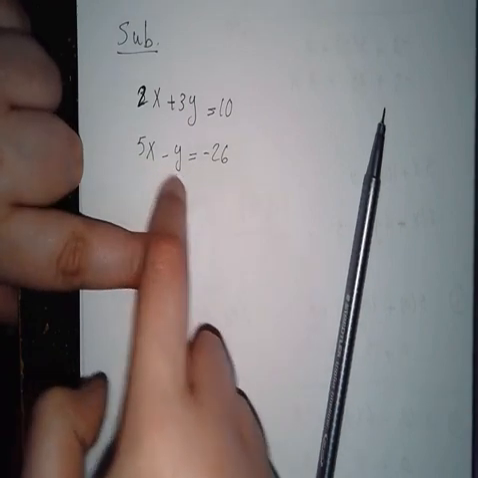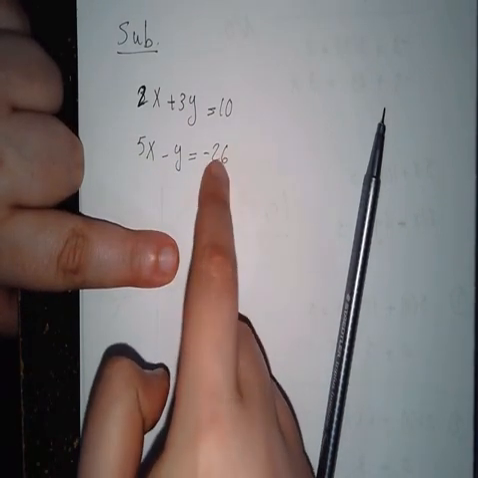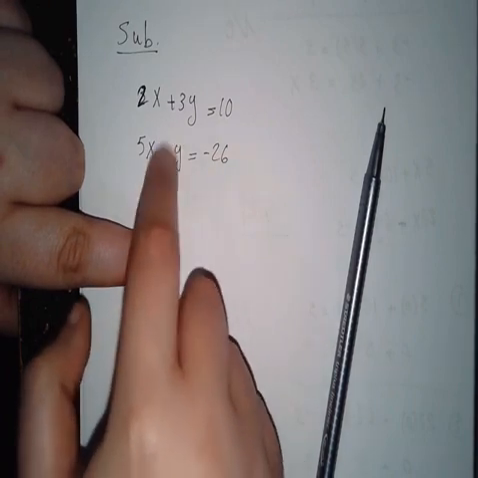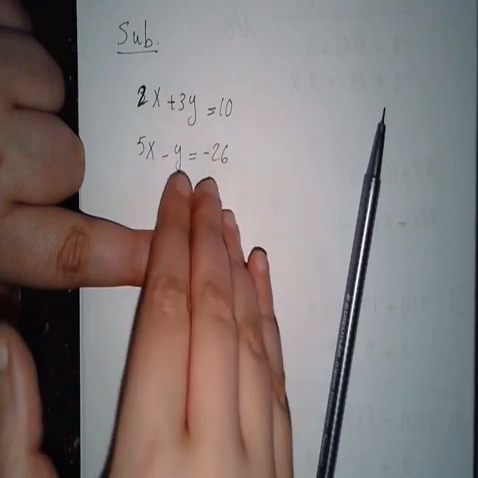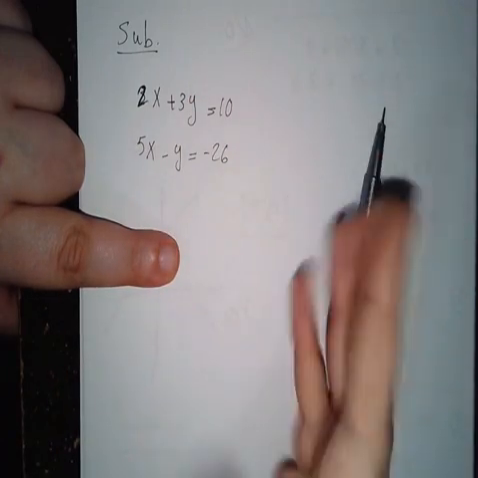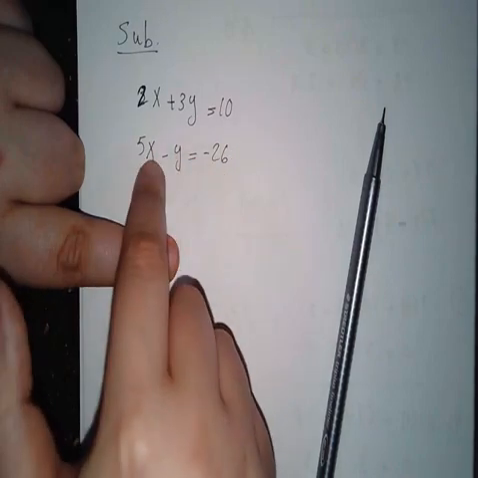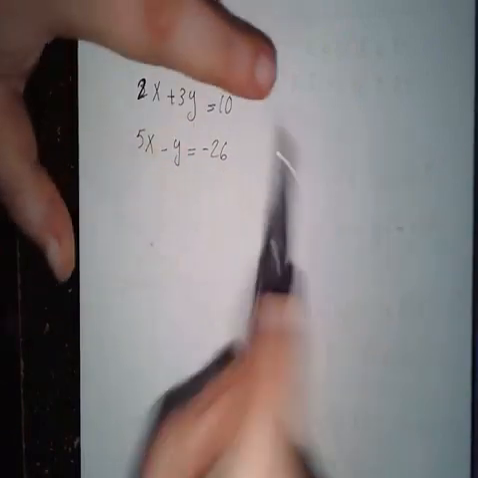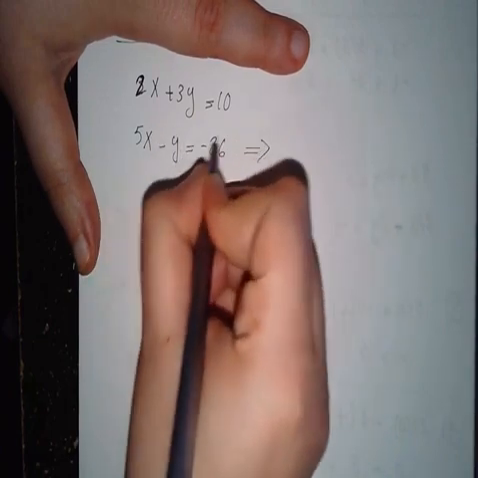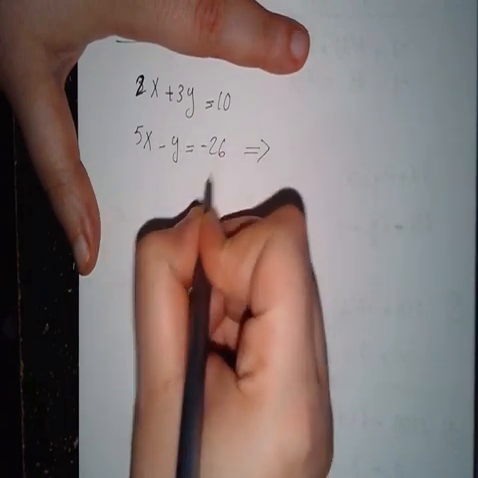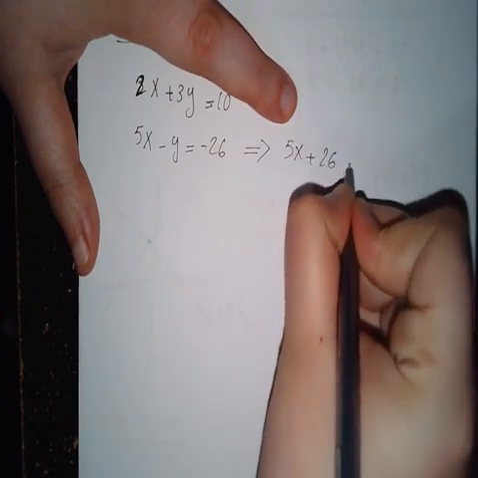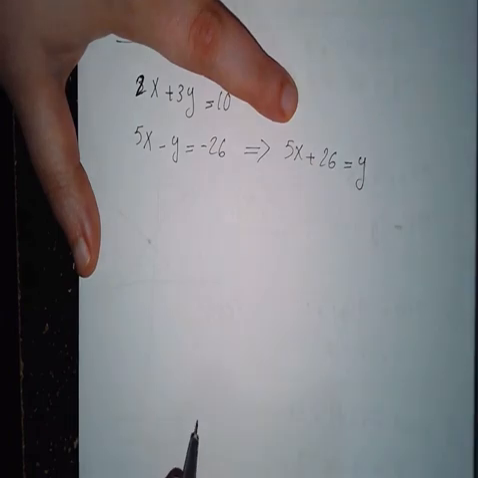I'm going to move the y to this side, turns positive. Move the negative 26 to this side, which turns positive. And the y has a coefficient of 1, which means I don't need to divide by any number. So you're not going to get a fraction. You're just going to get y equals 5x plus 26. So if I rewrite this, negative y goes to that side, negative 26 becomes here. So it's 5x plus the 26 equals y, like that.